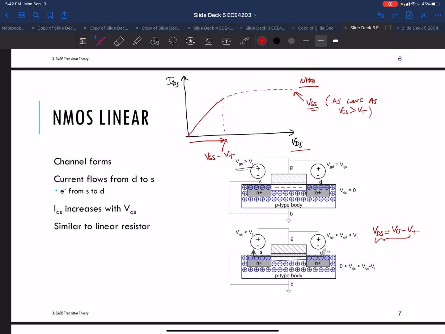So as long as VGS is greater than VT, the transistor turns on, and we have current flowing from source to drain. And initially, as long as the drain source voltage is reasonably low, or below VGS minus VT, there is a dependency of the current on the drain source voltage. It kind of looks like a resistance. It's a nonlinear resistance, similar to a linear resistance, but pretty nonlinear. So you're in this mode of operation.